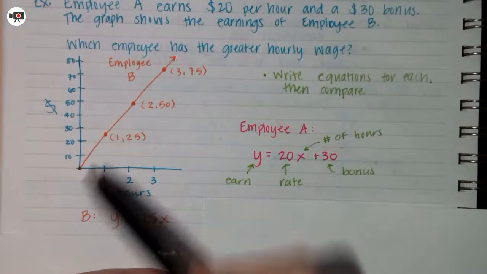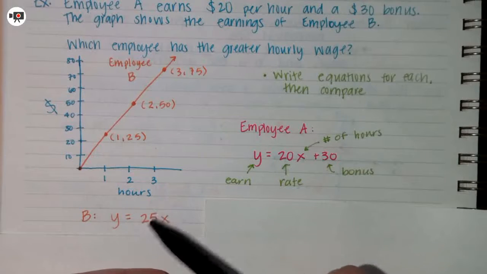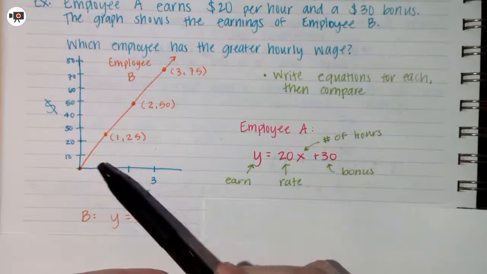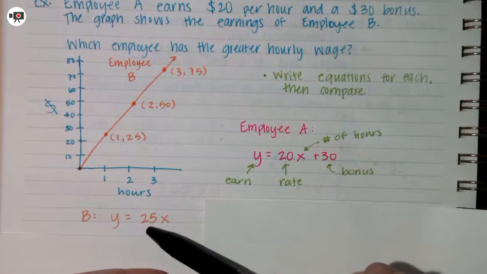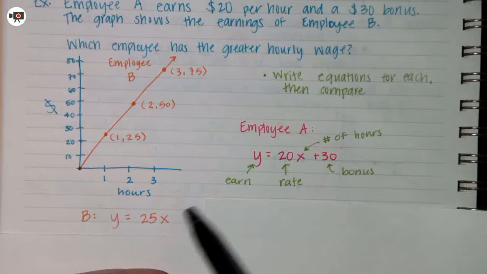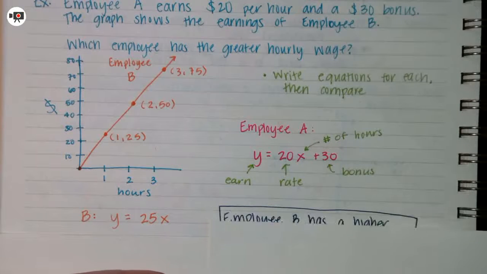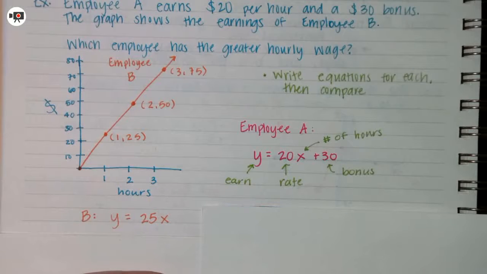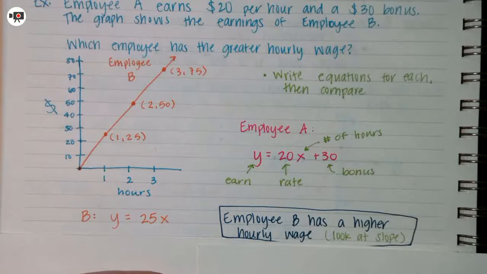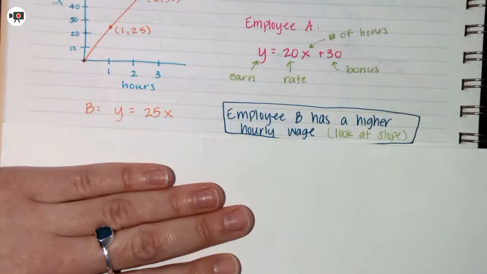Then for B, I have how much they earn equals how much they earn per hour times the number of hours. So I can see for 1 hour it's 25, 2 is 50. So my slope would be 25. And it starts at 0, so I don't have a y-intercept of adding anything here. So then I look and see which employee earns more per hour, not total, but per hour. And that is employee B. So if we look at their slope of the equations, that will tell the rate, or their hourly wage.